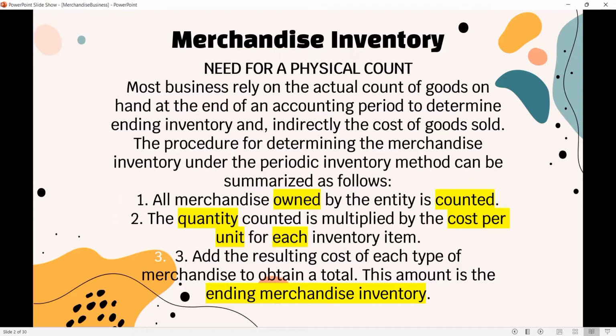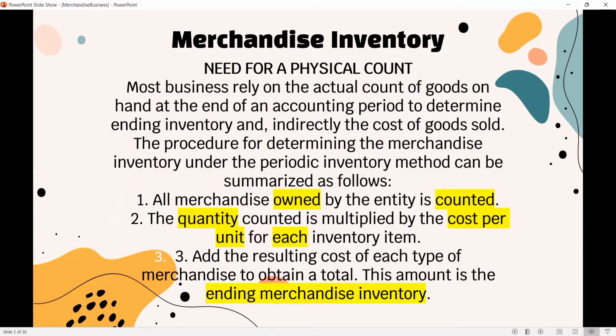So, the procedure for determining the merchandise inventory under the periodic inventory method can be summarized as follows. Number one, lahat ng pagmamay-ari ng isang company is binibilang nila isa-isa. By the company is counted. Number two, the quantity counted. Halimbawa, ang nabilang nila is, let's say, 100 pieces. Yun ang nabilang nila.